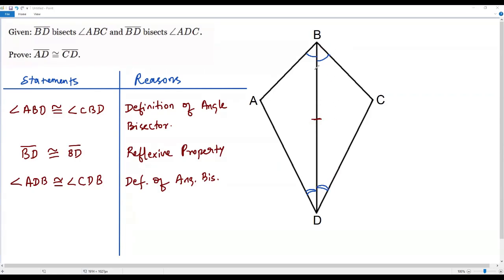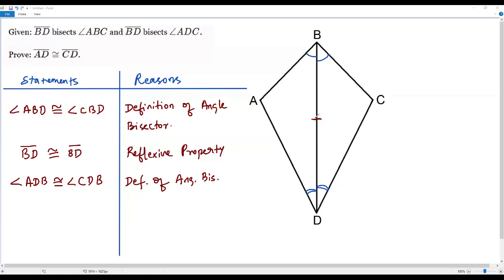So already we know that the angle measure over here and the angle measure over here are congruent, and also the other two angle measures are congruent. BD is a common side for both triangles. So BD is congruent to BD itself by the reflexive property. Whenever two angles and the included side of one triangle are congruent to two angles and the included side of another triangle, then the two triangles are said to be congruent by the angle side angle triangle congruence postulate.